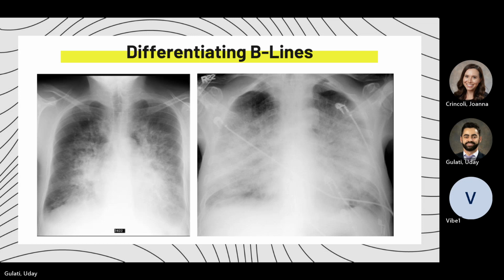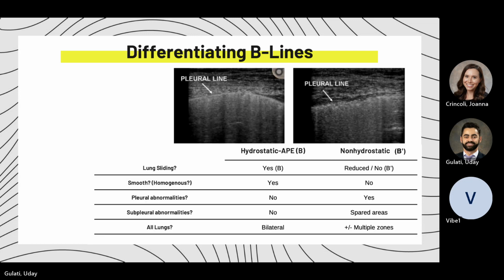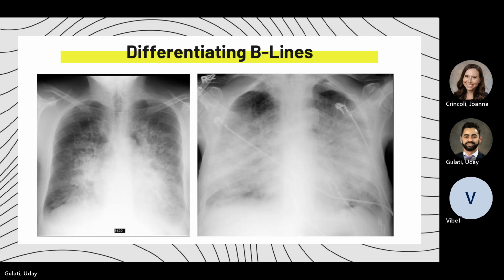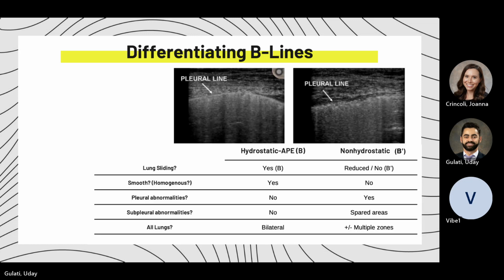So, this is what the chest x-ray shows, right? Everyone here is expecting to see B lines, right? And so you see this, could it be ARDS? Could it be baseline interstitial lung disease? Could it be a multifocal pneumonia, or could it be just really bad pulmonary edema that's everywhere? This is where the characterization of your B lines will help you out.